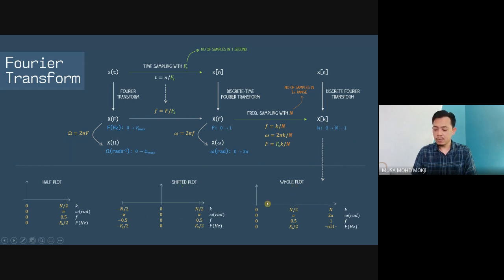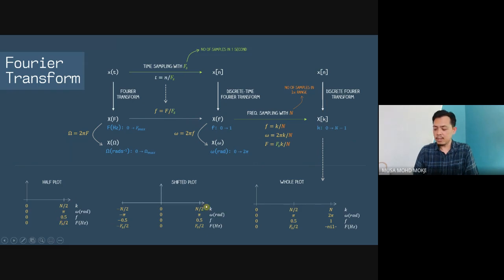Shifted plot: you shift this part into a negative frequency. That's why it will start from a negative frequency, from minus N over 2 for k up to N over 2. We have another one, which is a half plot. Most software will do this half plot, because half plot is enough to do analysis. Your maximum frequency will be at pi. If you are using k, the maximum frequency will be N over 2. If you're using a small f, your maximum frequency will be 0.5.